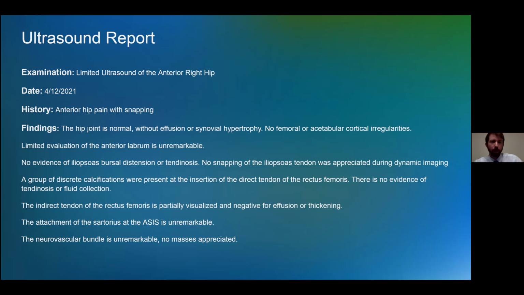We did see a group of discrete calcifications that were present at the insertion of the direct tendon of the rectus femoris. But there was no evidence of tendinosis or fluid collection. The indirect tendon of the rectus femoris was only partially visualized, but the areas that we were able to visualize were negative for any effusion or for any thickening. Our attachment of the sartorius at the ASIS was unremarkable, and then to complete our exam, the neurovascular bundle was unremarkable. So we had no masses appreciated there.